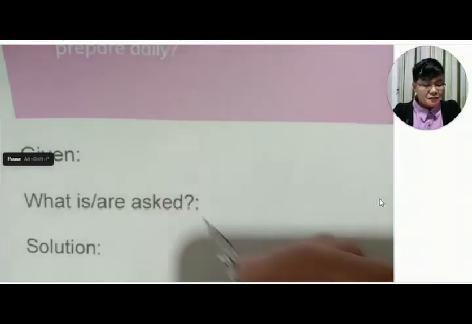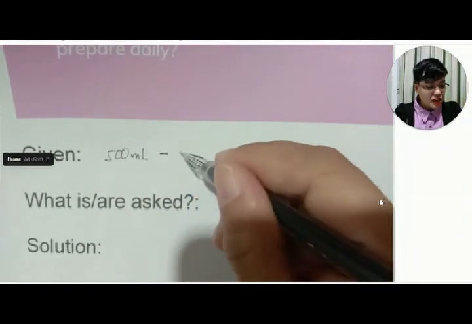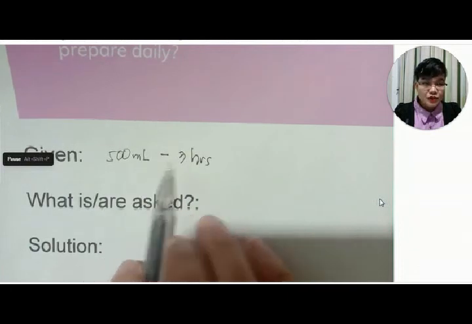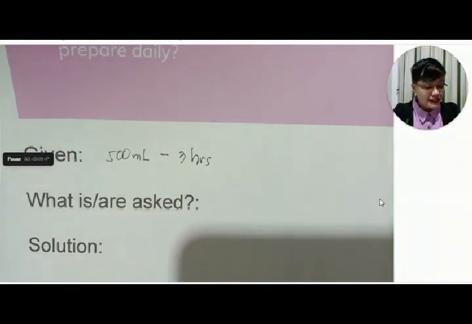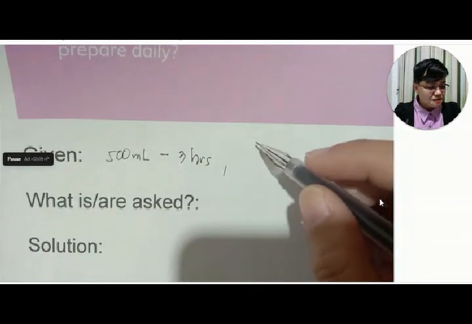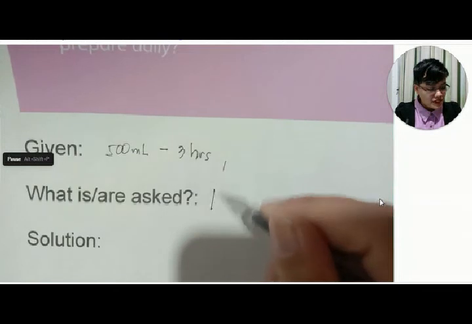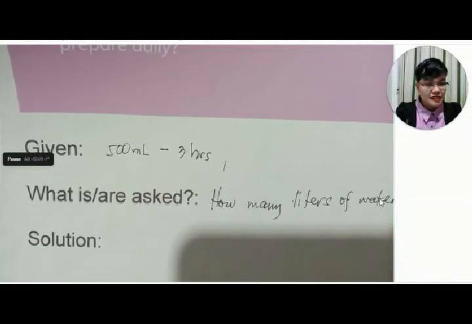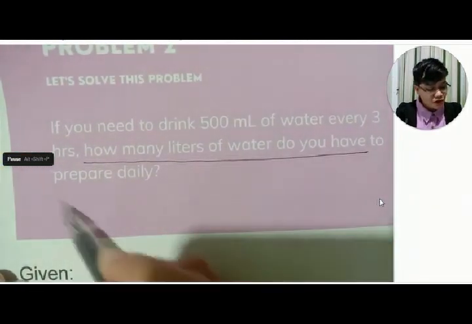So given, we have 500 ml of water for every 3 hours, right? So 500 ml per, or over, 3 hours, that's actually how we write it, but we just write it this way for us to easily do the solution in a while. And another given is, oh, it's not given actually, it's what is being asked. What is asked here is how many liters of water do you have to prepare daily? That is from the problem here.